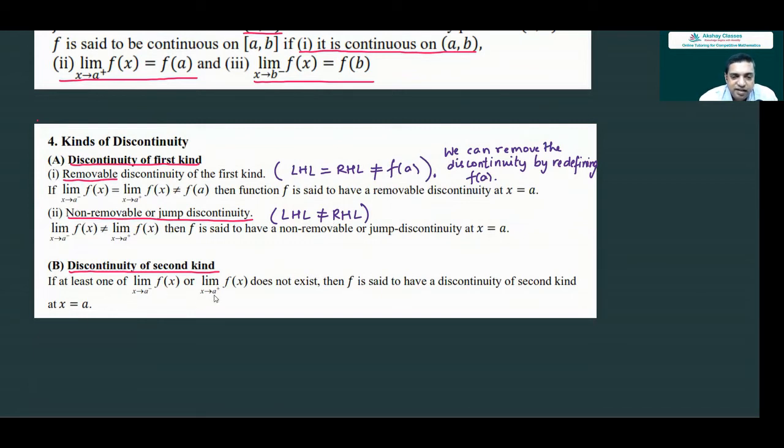In discontinuity of the second kind, at least one of the limits does not exist, meaning one of the limits is going to infinity. It doesn't mean just that the left-hand limit is equal to the right-hand limit. In the second kind, either the LHL is equal to plus or minus infinity, or the right-hand limit is plus or minus infinity. This means it is discontinuity of the second kind.